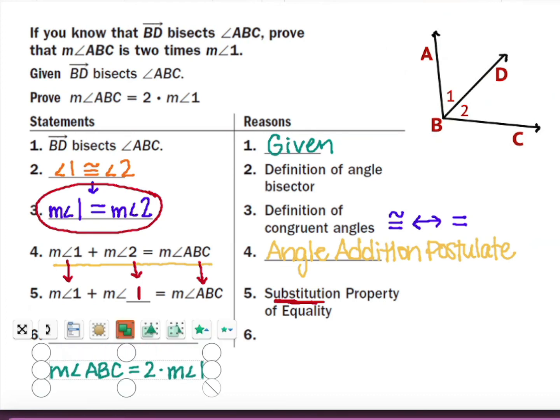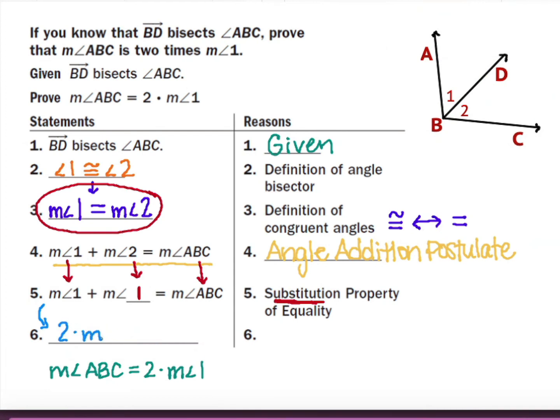And you know what? I just changed my mind. I feel like I might need one more line for this. Let me show you why. Can you help me simplify a measure of angle 1 plus a measure of angle 1? What do you get? You get 2 angle 1s, 2 measures of angle 1. What do you suppose we would use for the reason that we can combine measure of angle 1 plus measure of angle 1 equals 2 measures of angle 1? I'd probably just say simplify or combine like terms.